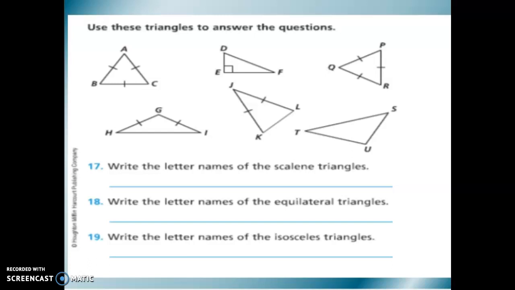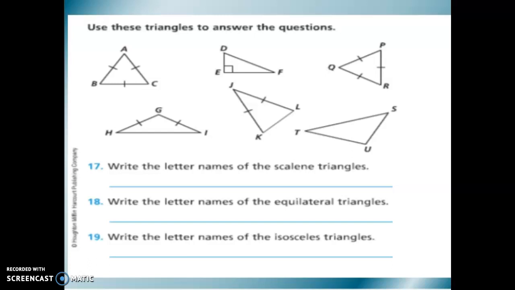Question number 17. Write the letter names of the scalene triangles. So there must be more than one. I'm looking for scalene triangles, triangles with no equal sides. No tick marks. There are two triangles there that do not have tick marks on them at all, because all three sides are different lengths. It looks like that's going to be triangle DEF, and it looks like it's going to be STU. Those are our scalene triangles.